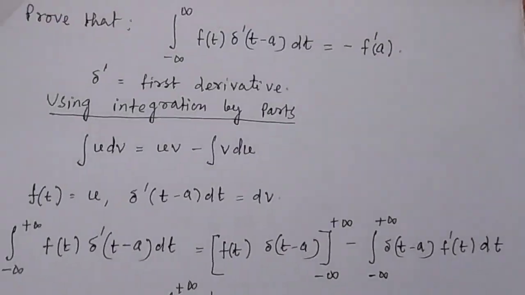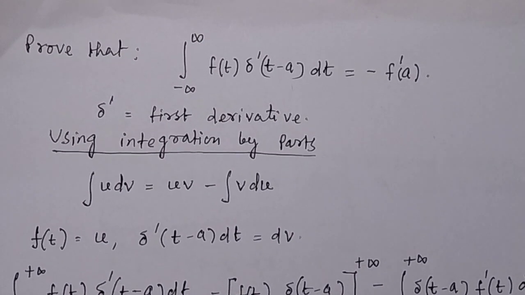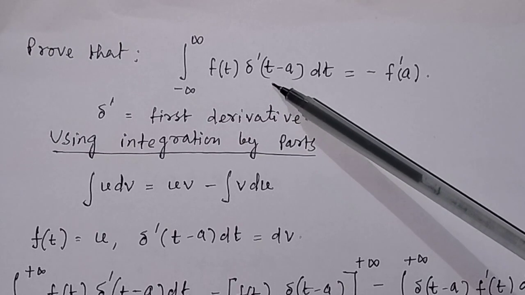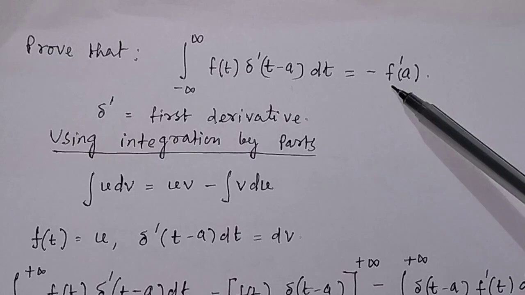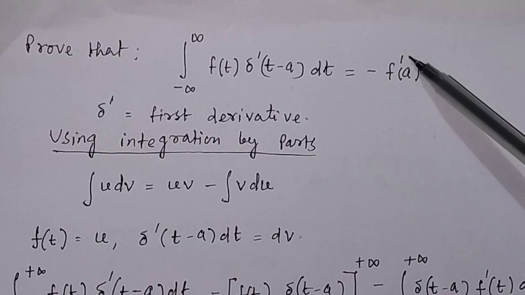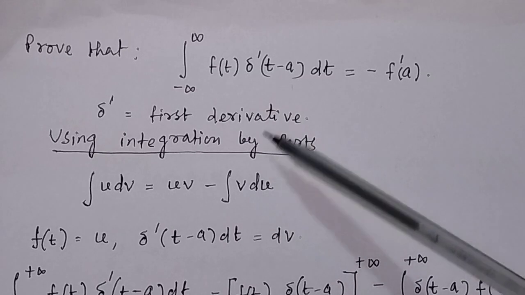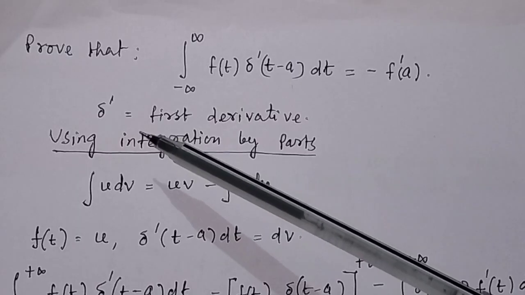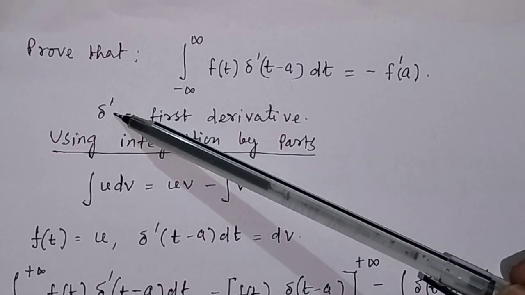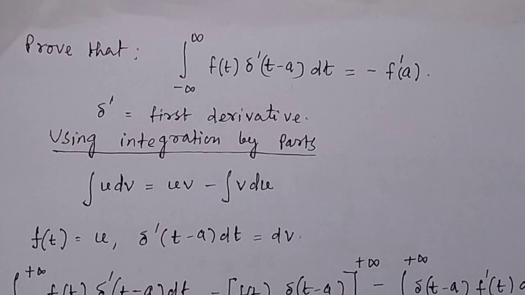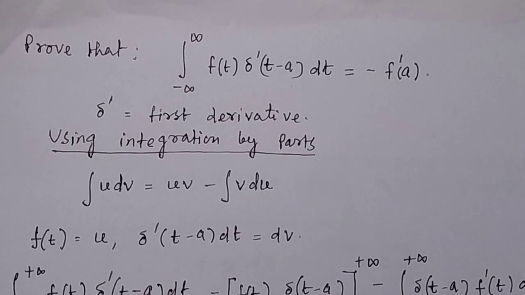So in this way you can evaluate, or prove, that the integration of f(t) delta dash (t minus a) dt is equal to minus f dash a. You should remember what is f dash a, what is delta dash, delta double dash, delta triple dash. That means for the first derivative use one dash, for the second derivative double dash, for the third derivative triple dash, like this. This is the notation of derivatives that we have read, the order of the derivative from the symbol of the derivatives.